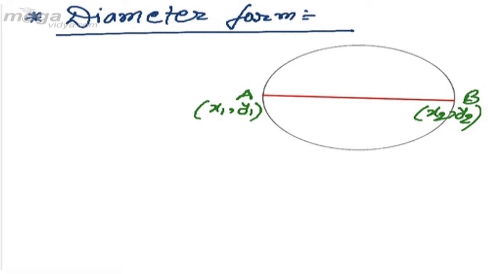So one of the methods is to find the midpoint of this diameter, which will be the center of the circle, by using the midpoint formula of a line segment. Once you get the center, now find the distance between the center and any one point, either A or B. So the distance from the center to the point, suppose B, that distance will be the radius, and once you have the center and radius, by using the standard formula you can find out the equation of the circle.